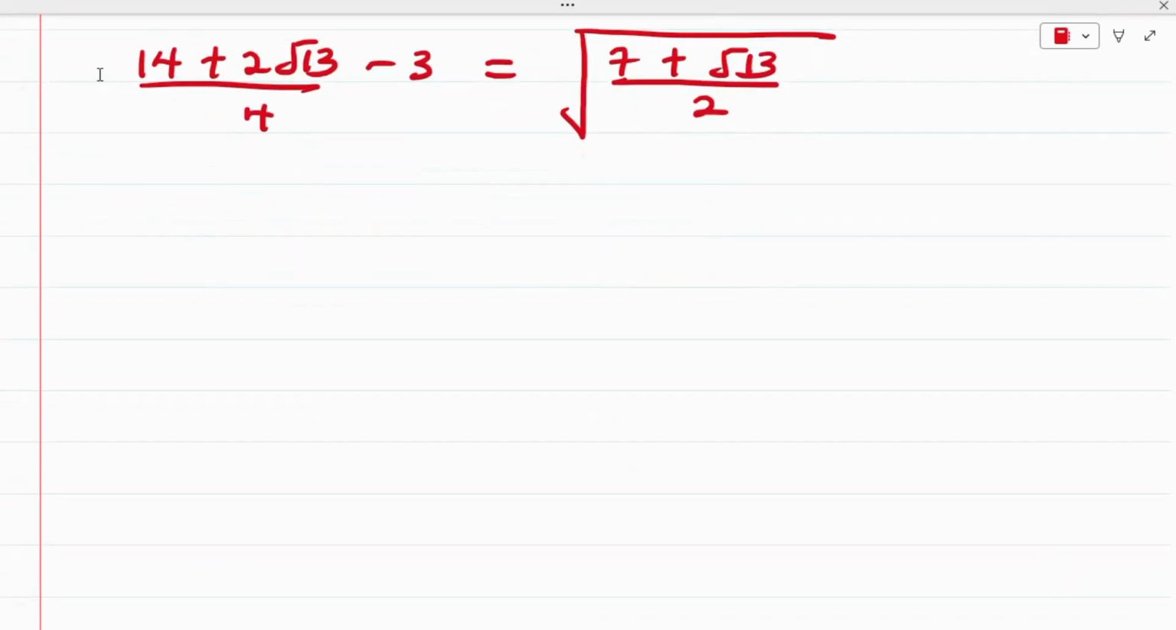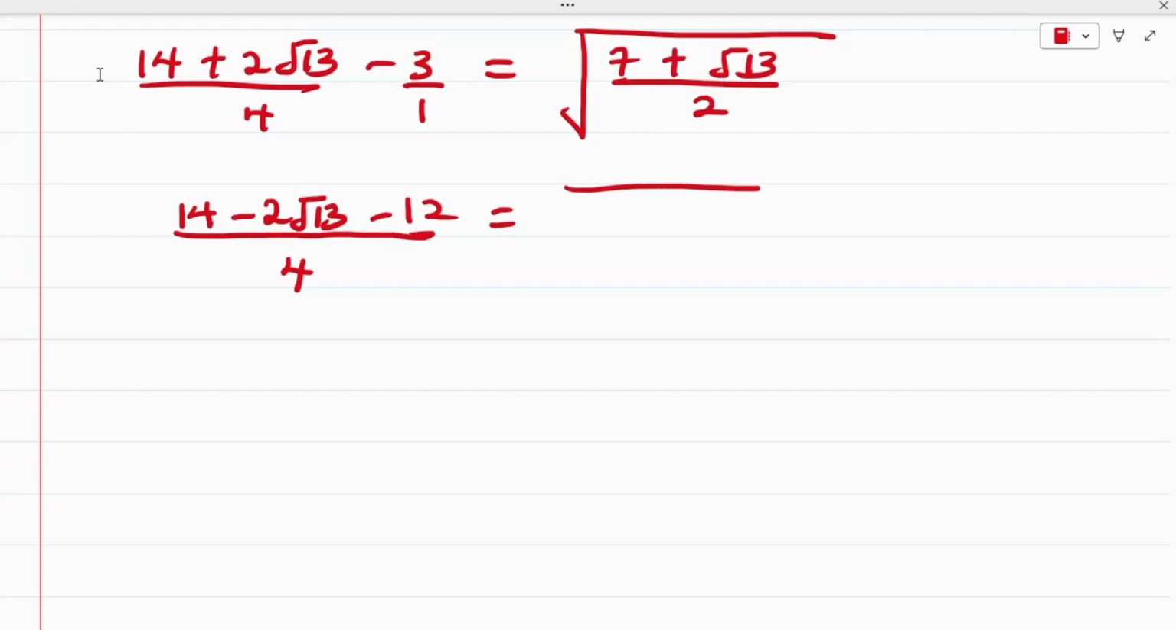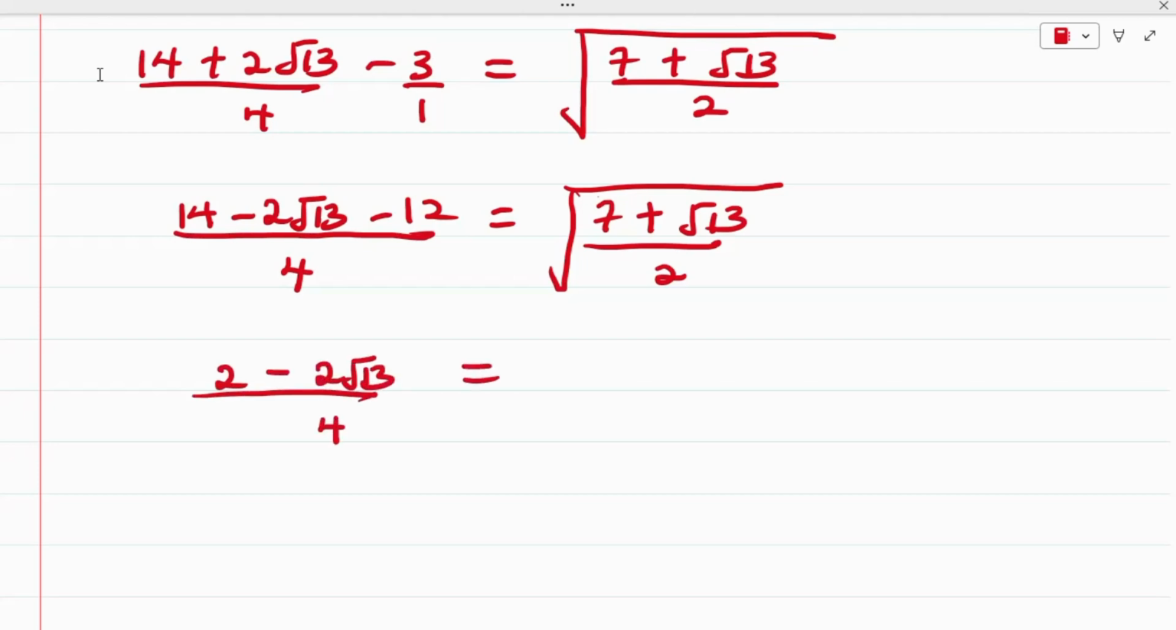And right here, we take the LCM. The LCM here is 4, so 4 divided by 4 is 1. 1 multiplied by the numerator, we have 14 plus 2 root 13. So this is over 1, right? So 1 times 4 is 4. 4 multiplied by 3 is minus 12, which is equal to the square root of 7 plus root 13 over 2. 14 minus 12 is going to give us 2 plus 2 root 13 over 4, which is equal to the square root of 7 plus root 13 over 2.